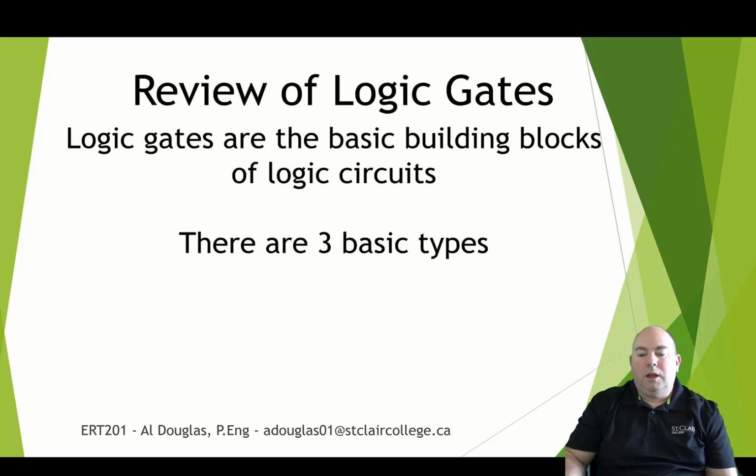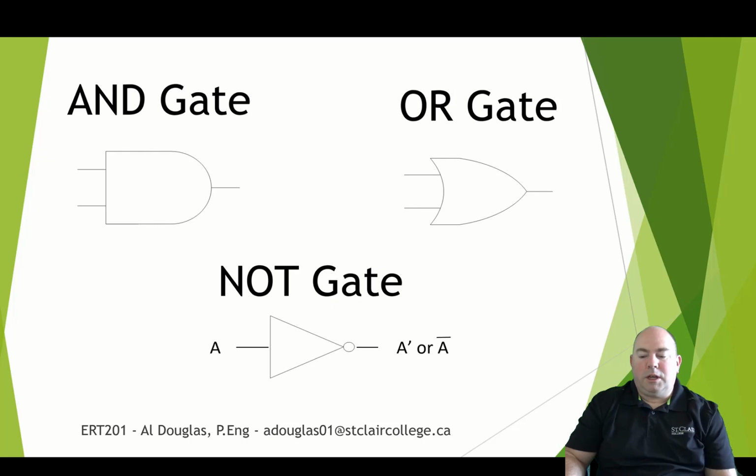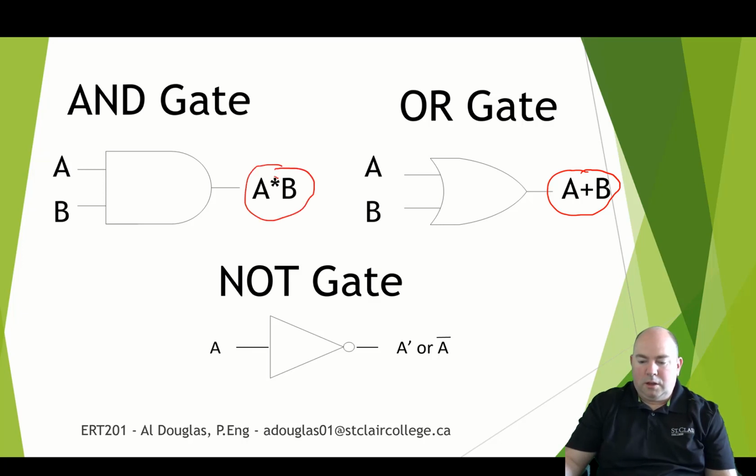All right, so we talked about logic gates last week. We did the AND, the OR, and the NOT gate, or the inverter. This is what they look like. We talked about how you could do a Boolean expression for each one. So that's the expression for an OR. This is an AND. So the asterisk means AND. The plus means OR. And anything with a line over top of it, that means the inverse of that signal, or a NOT.